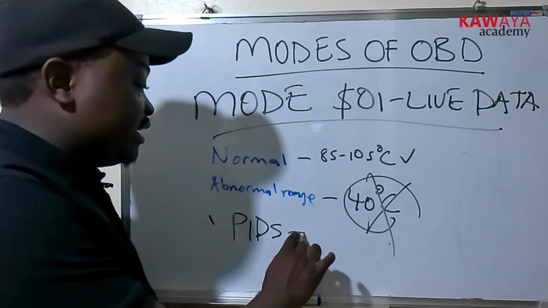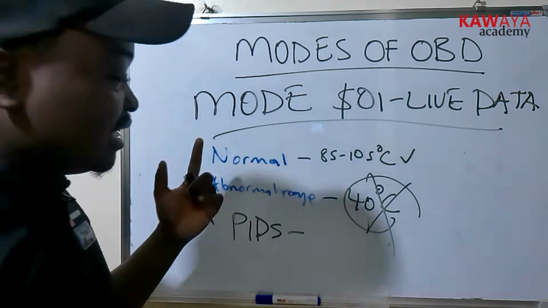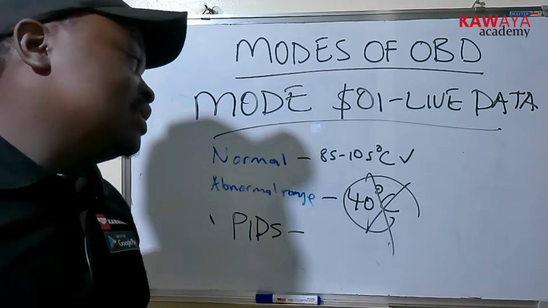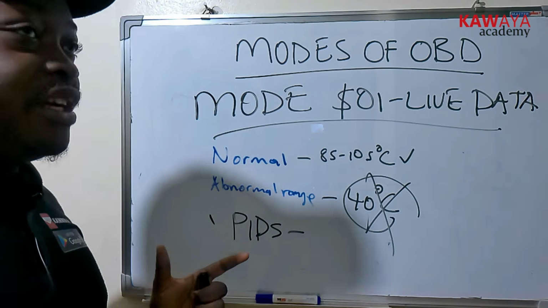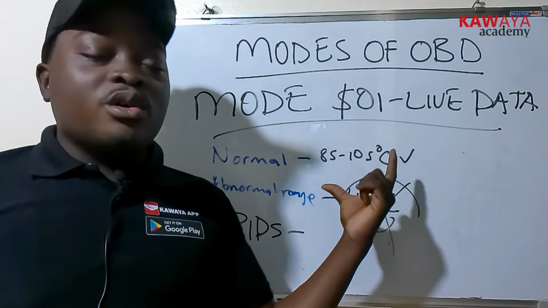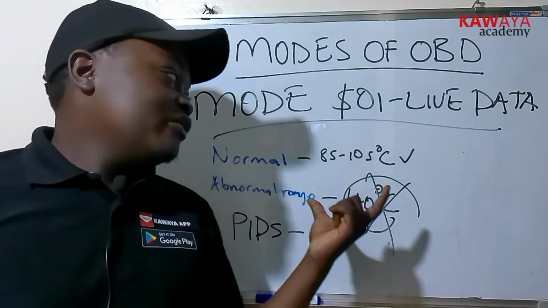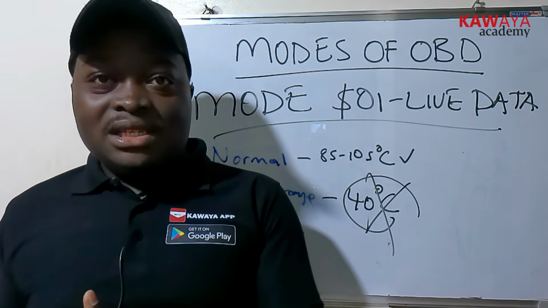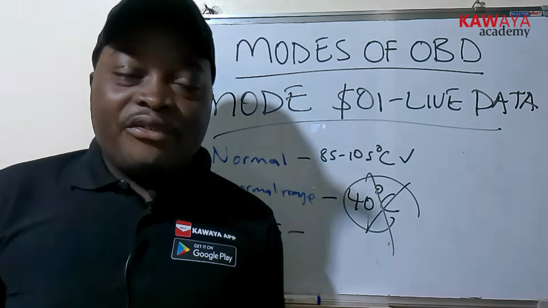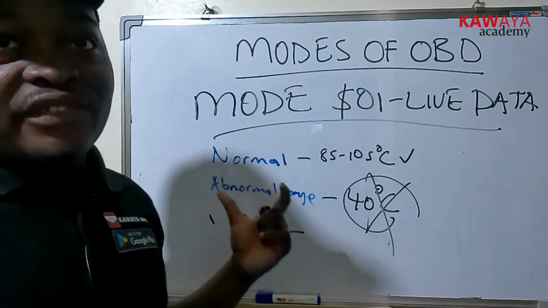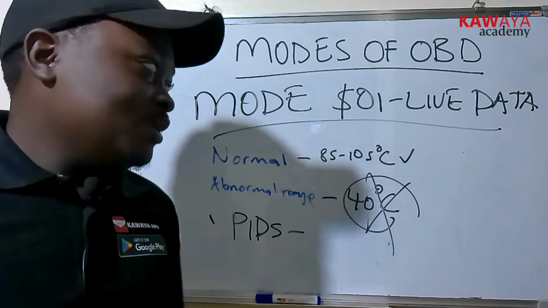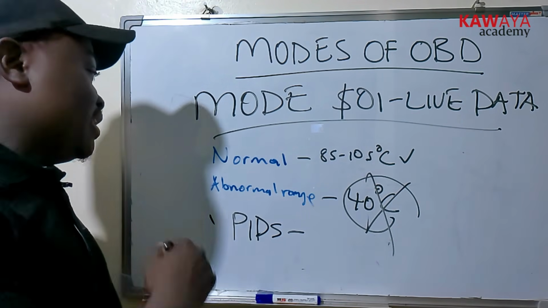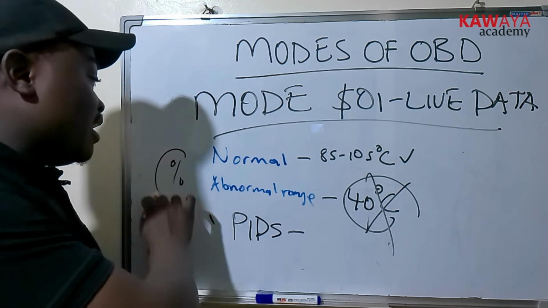The different PIDs, like sensor data, different parameters. For the different parameters, like I've given an example of current temperature, you have to know what is the good range, what is the bad range. For example, I'll give an example with engine load also.